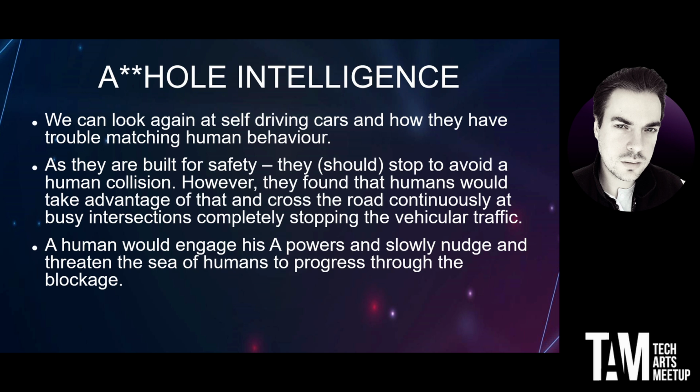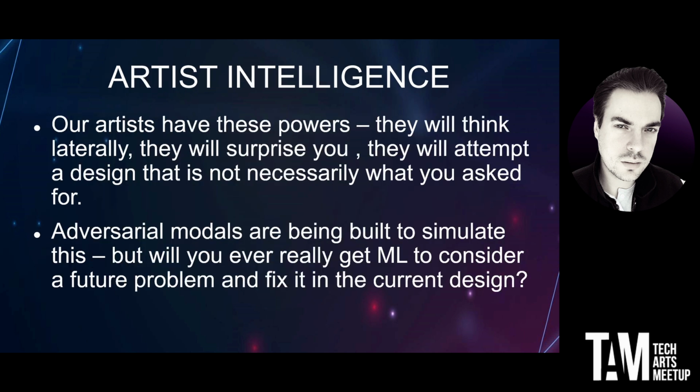Whereas a human would use their general intelligence to gradually push through and force themselves through this crowd, something that we can't really train the human to do. So, sorry, the AI to do. But they are looking to push into that through a couple of things I'll show later. And so this brings me then to the kind of artist intelligence.